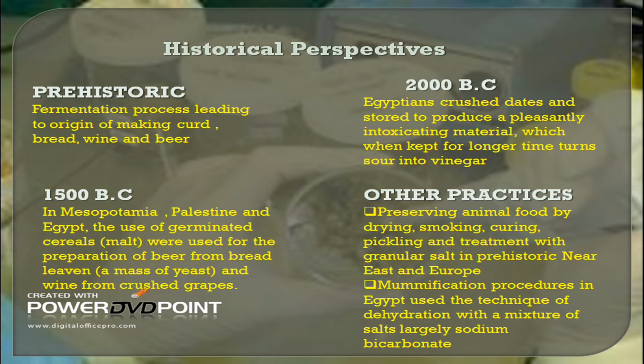Another very interesting practice was the mummification procedure in Egypt. They used the technique of dehydration with a mixture of salts, largely sodium bicarbonate, for preserving the dead bodies into mummies. So a mummy is a dead human or an animal whose skin and organs have been preserved from decaying. Isn't that interesting that ancient people knew how to use different techniques which may or may not involve living organisms, right from their kitchen to the graveyard. So this is just a glimpse of classical or ancient biotechnology.